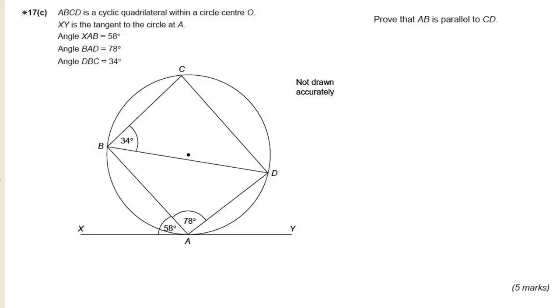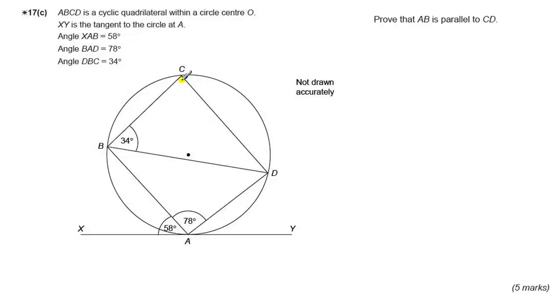Okay, here we have question 17, part C. It's quite a tricky 5-mark question to do with circle theorems. You've got to prove that AB is parallel to CD, and you've got to do it in such a way that, well, there's 1 mark available for clarity of your answer because it's a star question.